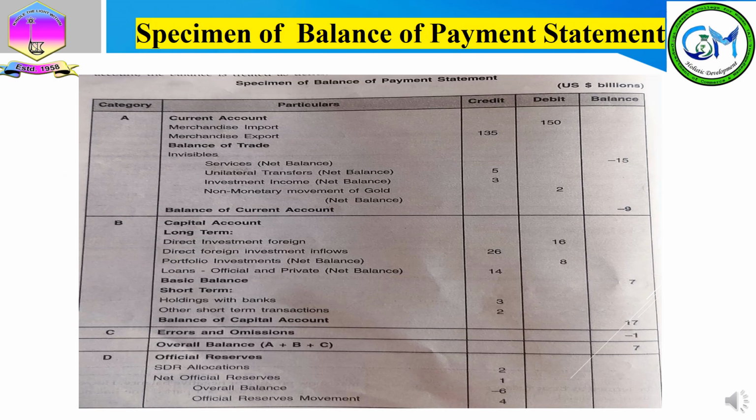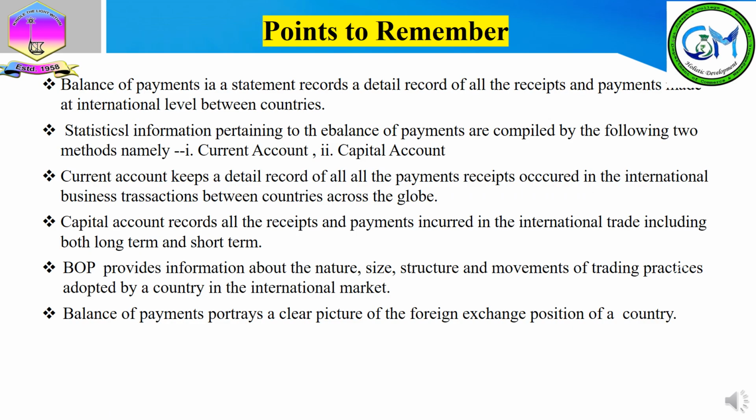This is the specimen copy. First of all, the current account and then the capital account. Even in the current account, the credit and debit side will be there. Then the balances and capital account. Errors and omissions, if any are there, have to be written over there. And overall balance means we have to add current account, capital account, errors and omissions, etc. And then we will get the final balance of payments statement. So these are the points to remember.